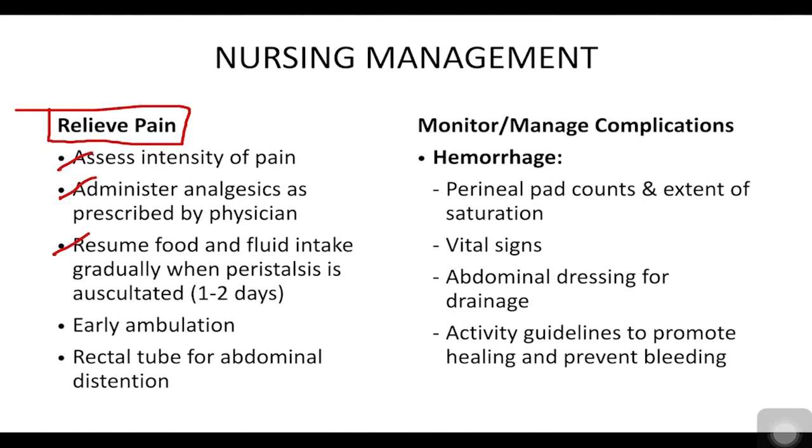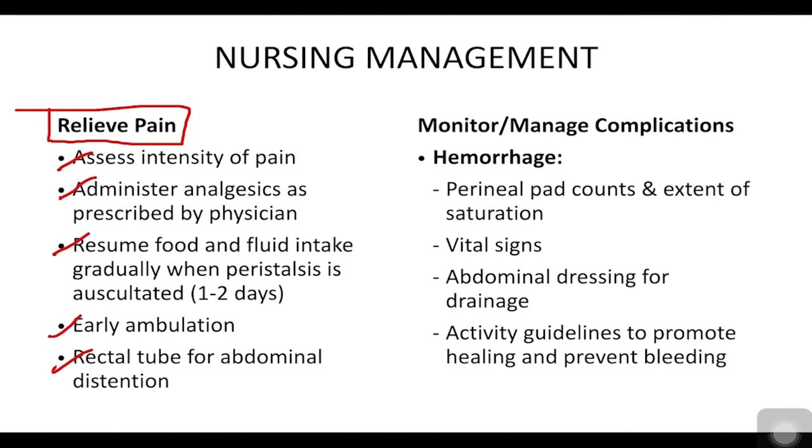So, early ambulation, movement promotes peristalsis. Therefore, it helps in early recovery. Rectal tube for abdominal distension. For example, the procedure has affected your gut or your gastrointestinal system, especially the large intestine. There are times na there is difficulty of passing stools. Therefore, there would be insertion of rectal tube at least to pass gas or to pass stool. At least marirelieve yung constipation ng patient.